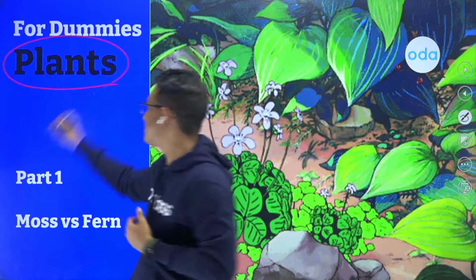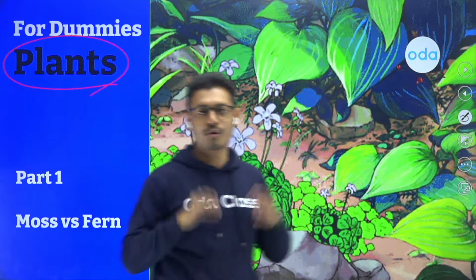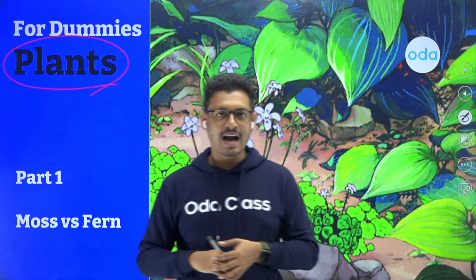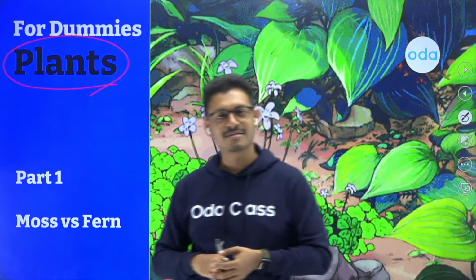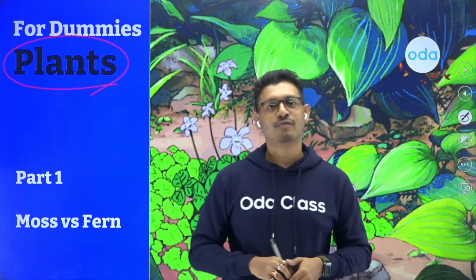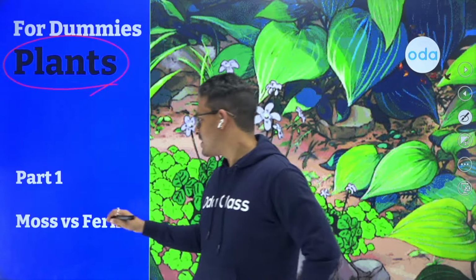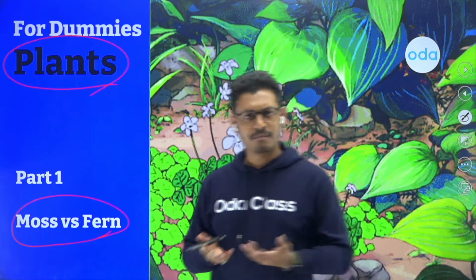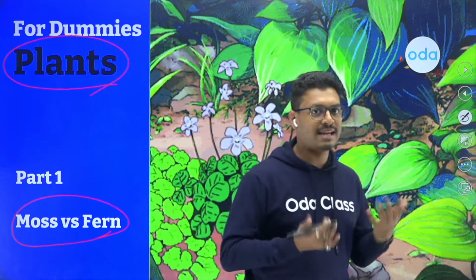So this is another series of videos that I'm coming up with only for you students, where we will be talking about the plant kingdom and how they are so interesting and diverse from one to another. So welcome to my series of For Dummies plants. First part, today we talk about moss and fern. Moss and fern is a very common type of plant that you see in your daily life.